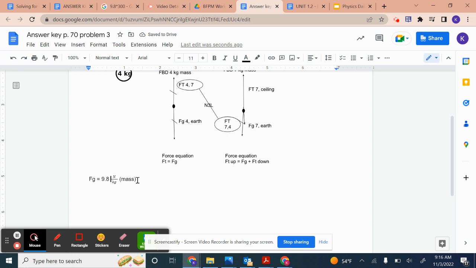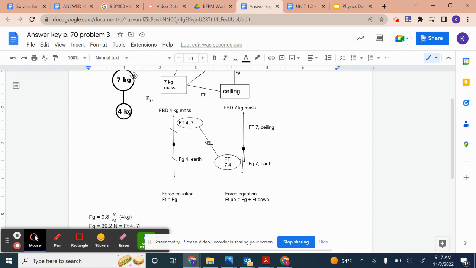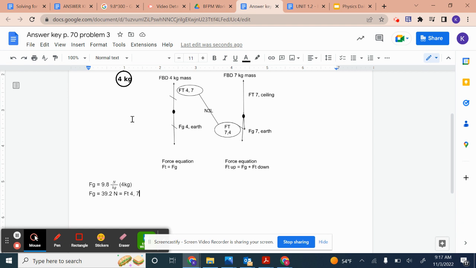So I've got my Fg equation. Fg equals 9.8 newtons per kilogram times mass. I'm going to plug in my 4 kilograms, and therefore I get 39.2 newtons as the force of gravity acting on the 4. That's also equal to the tension Ft on the 4 by the 7, since these two forces on that first free body diagram are equal. So I've just solved for the tension between the 4 and the 7. They call that Ft2. I have solved for that, and it is 39.2 newtons.